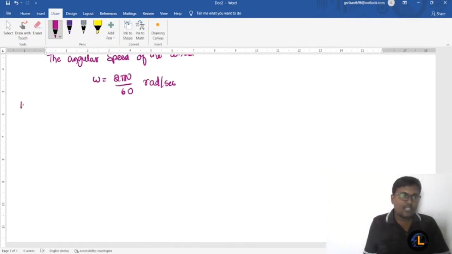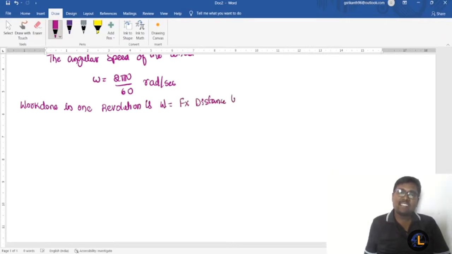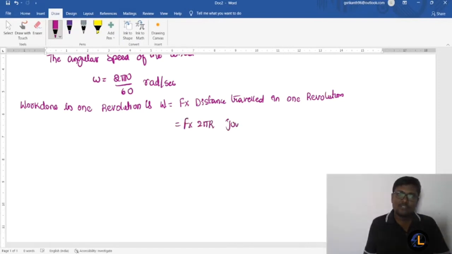Then the work done in one revolution. Work done in one revolution, W, is equal to force into distance travelled in one revolution. The distance travelled in one revolution, it is a circle, right? So force into 2 pi R. This is in joules.